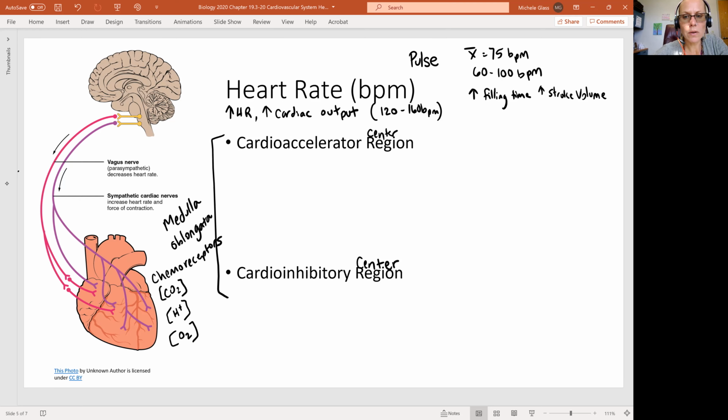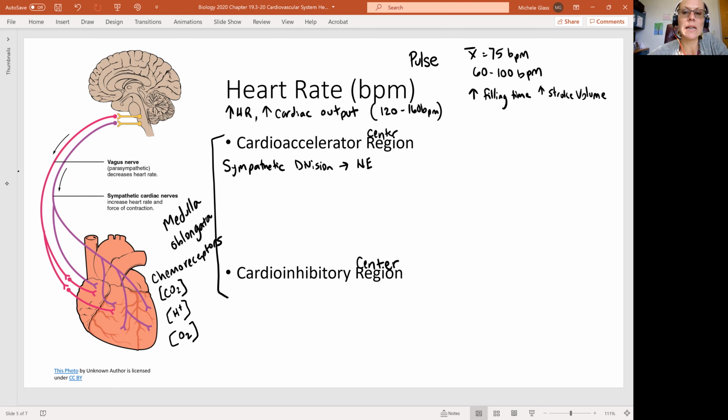When we talk about the cardio-acceleratory center or region, of course, this is increasing heart rate. It's in the name, cardio-accelerator. And so of course this means it's the sympathetic division. And what we see is the sympathetic division here is going to release norepinephrine, which is a neurotransmitter and hormone that we've talked about throughout the semester.